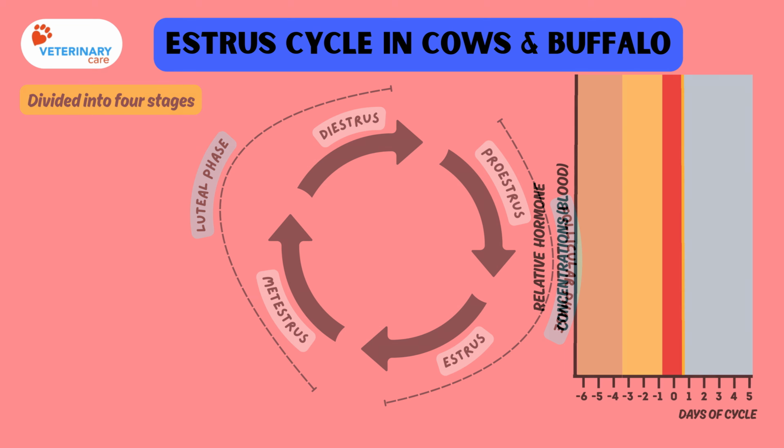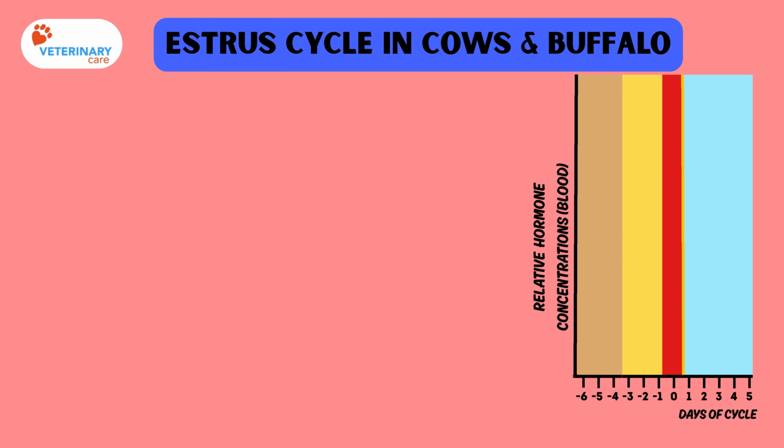First of all, look at the graph. This graph counts days with day 0 as the day of heat or estrus and ovulation. The days before heat are shown as negative numbers, like -3. Proestrus happens a few days before heat, so it starts before day 0 on the graph. So let us start with proestrus.